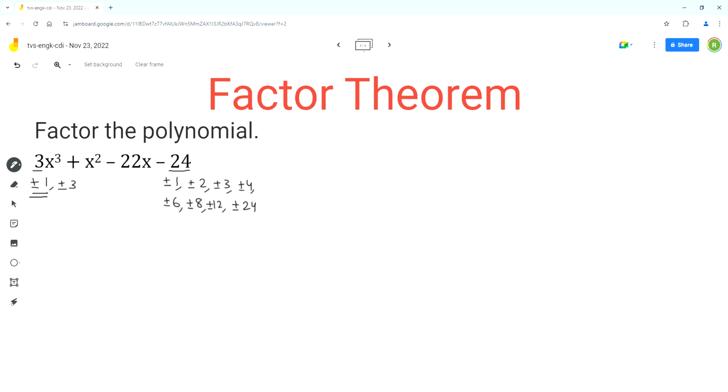1 over 1 is equal to 1. 2 over 1 is 2. 3 over 1 is 3. 4 over 1 is 4. 6 over 1 is 6. 8 over 1 is 8. 12 over 1 is 12. 24 over 1 is 24.